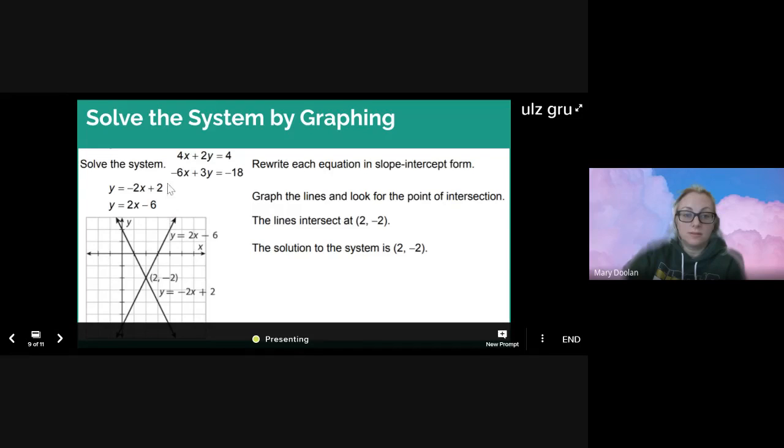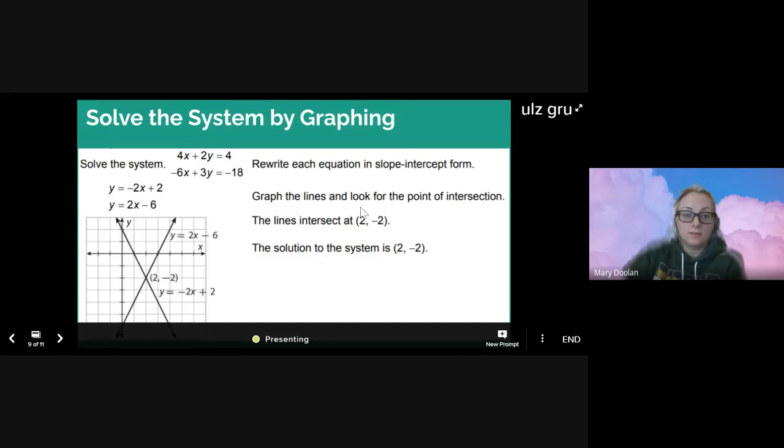Once you have them in slope-intercept form, you're going to then graph the lines. You use your y-intercept first, +2, which means I start here, and then I use the slope of -2. So you can go down 2 and over 1, down 2 to the right 1, down 2 to the right 1. And then I can graph y equals 2x minus 6. So you start at -6, which is down here, and use your slope of +2 to rise 2 units, run 1 unit, rise 2 units, run 1 unit to the right. You keep doing that until you have your 2 lines graphed.